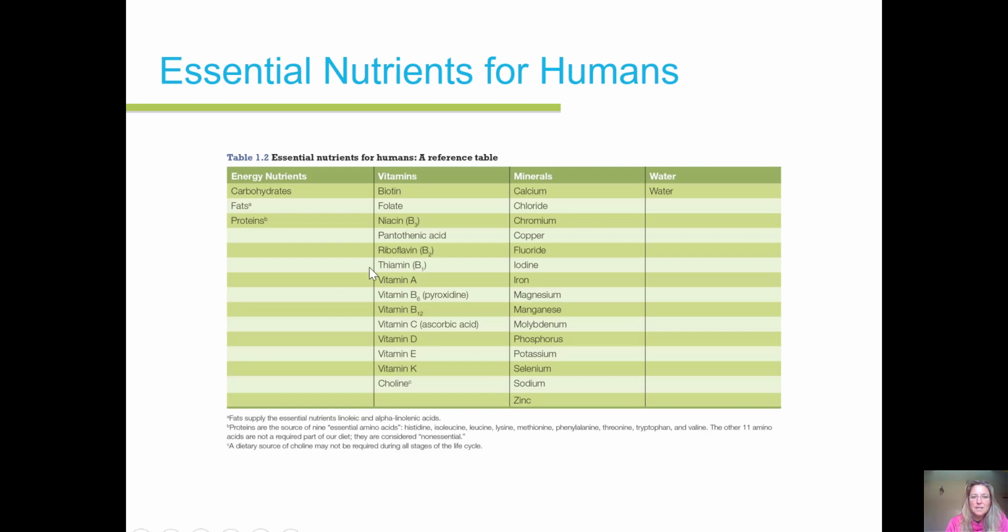So here you can see those energy requiring nutrients, carb, protein, fat, and then your 14 known vitamins here, and then your 15 minerals, and then of course water. So those are your 6 essential nutrients, and we'll be talking about each one more in depth as they each have their very own chapter in the textbook.